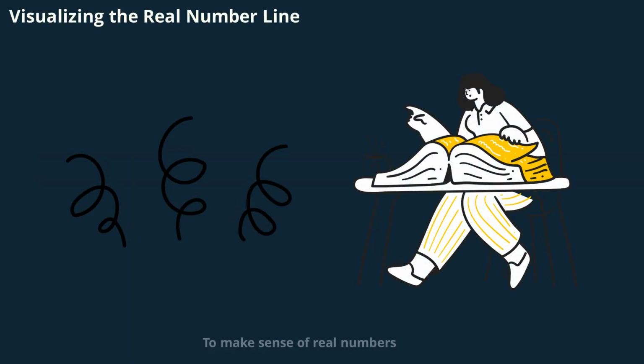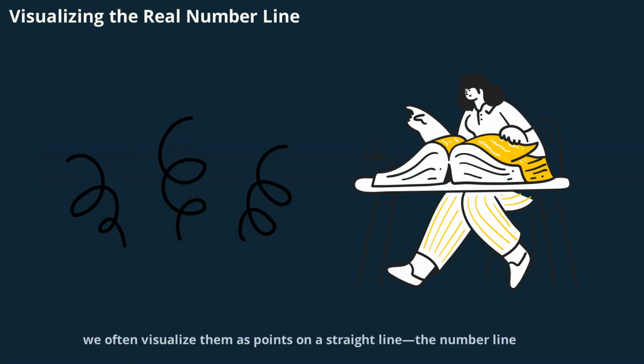To make sense of real numbers, we often visualize them as points on a straight line, the number line. The origin is at 0 with positive numbers to the right and negative numbers to the left. Every real number corresponds to a unique point on this line. This visualization helps us understand intervals, distances, and the concept of continuity, all of which are fundamental in calculus.